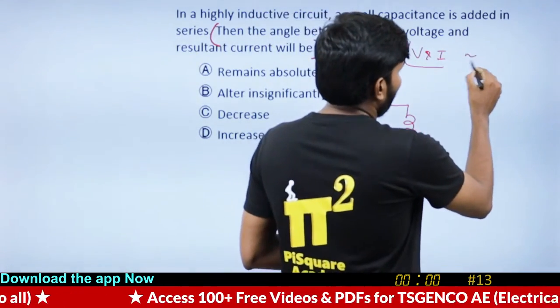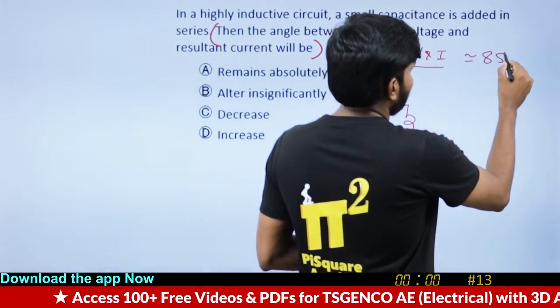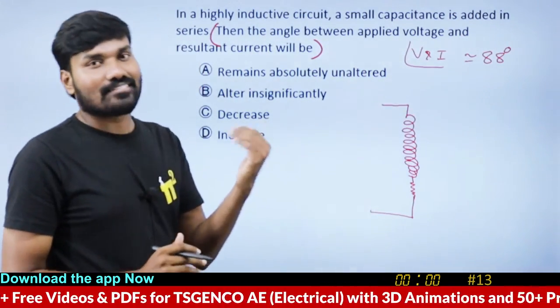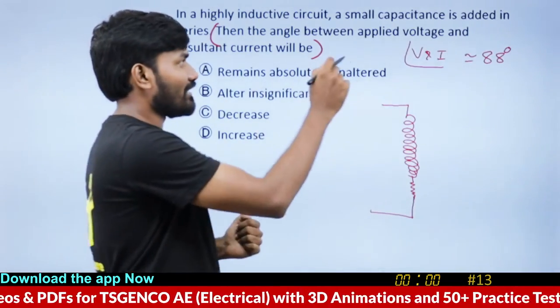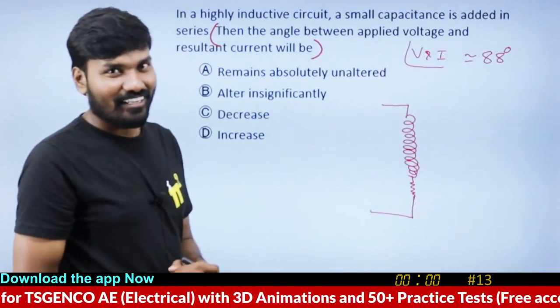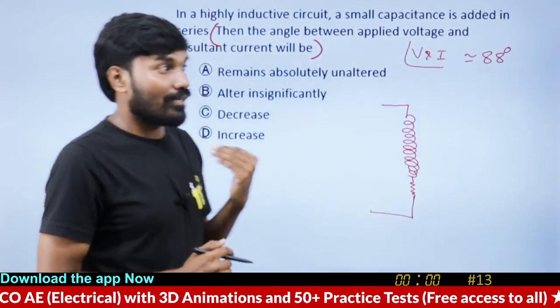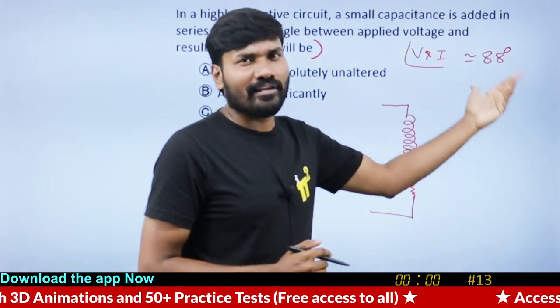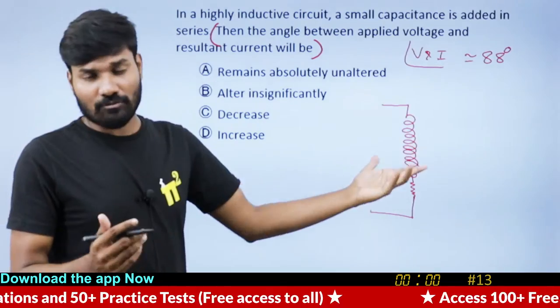Angle is approximately, let's take it as 88 degrees. Not 90 degrees, a little less than 90 degrees. That's why I'm writing 88 degrees. Okay, a little less than, close to 90, but not exactly equal to 90. Close to 90. So 88, maybe 89, 89.8, whatever.